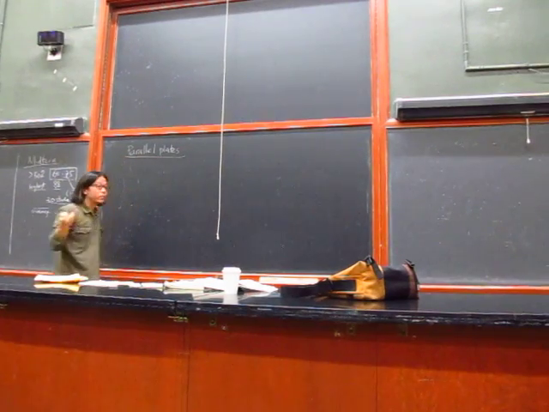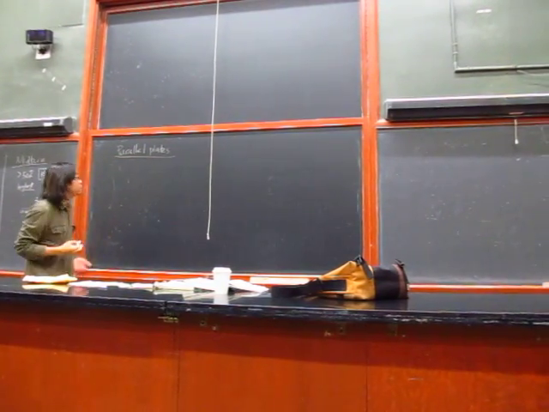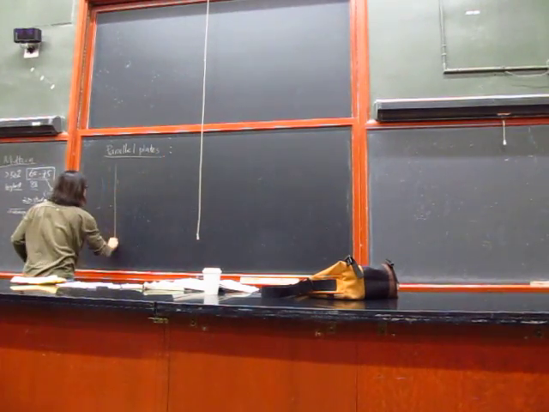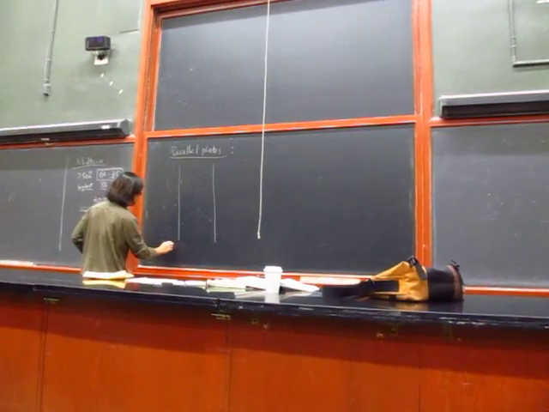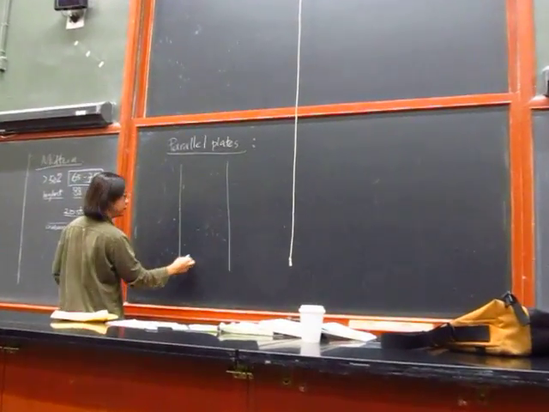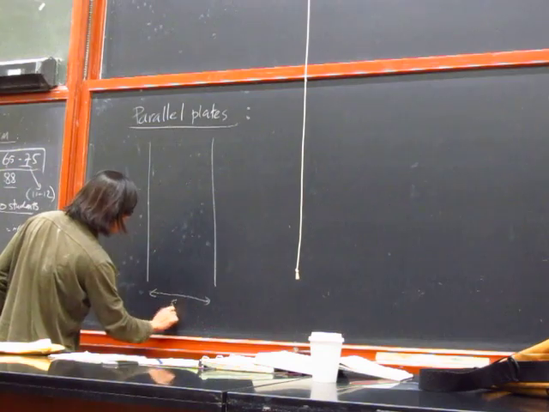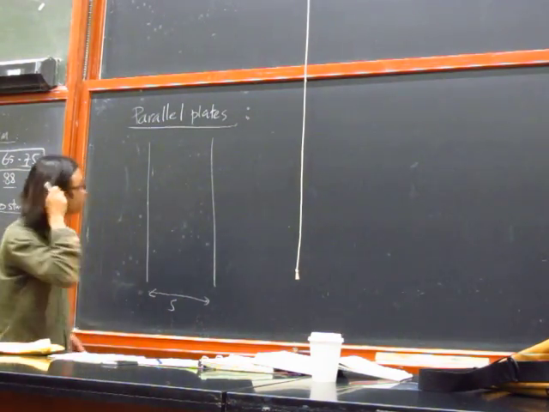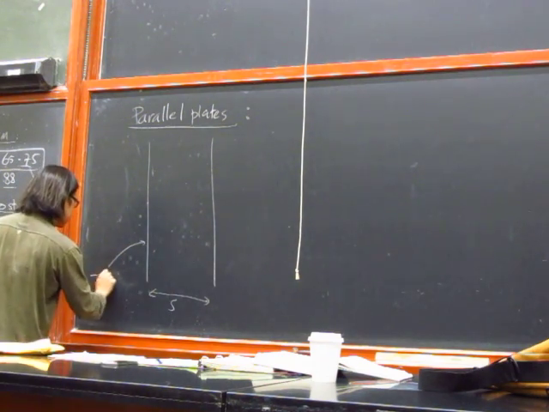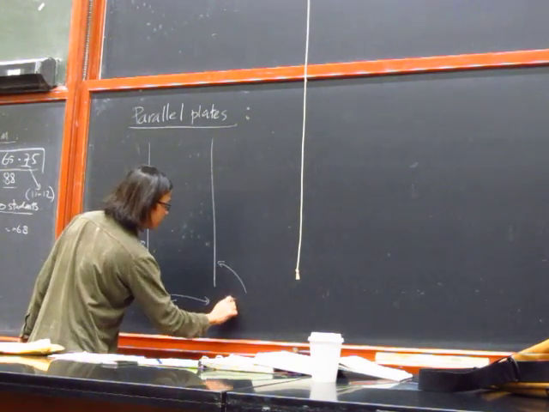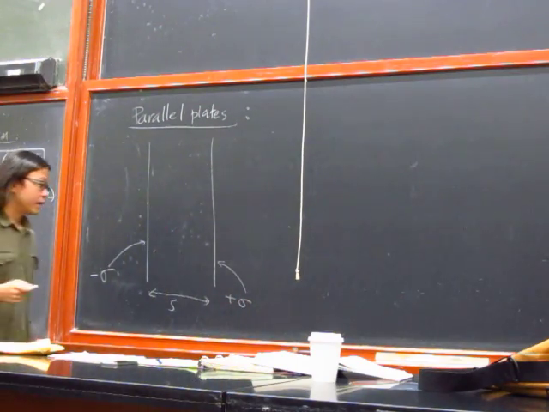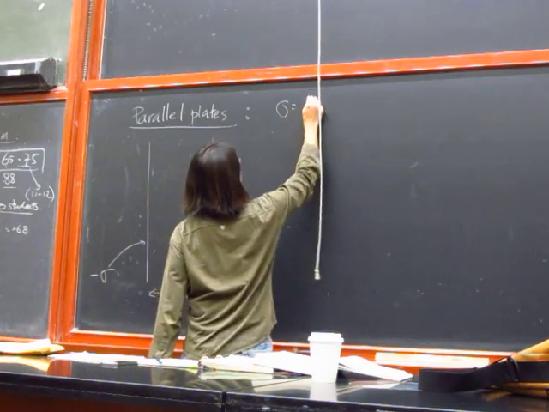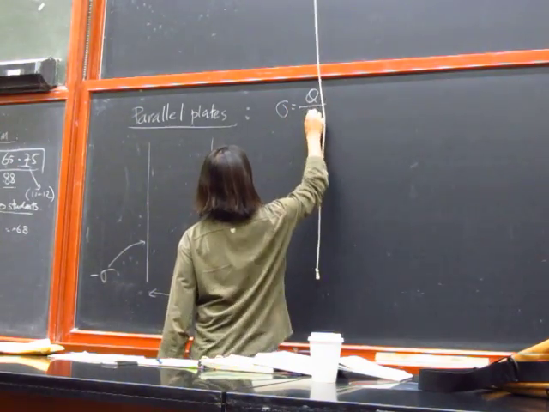In fact, this is one of your homework problems, and we looked into it on Wednesday. Consider two infinite slabs, separated by a distance s. You put the minus sigma here and plus sigma here. For the purpose of this discussion, I'm going to define sigma to be equal to the charge divided by the area.